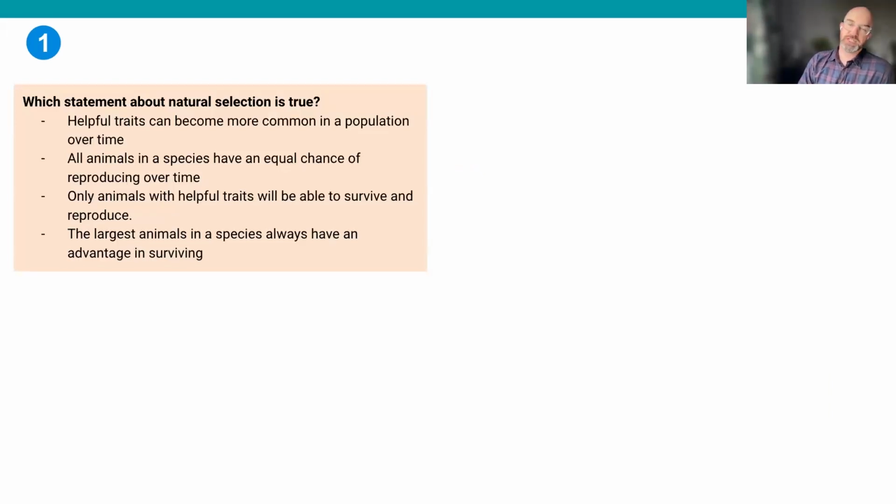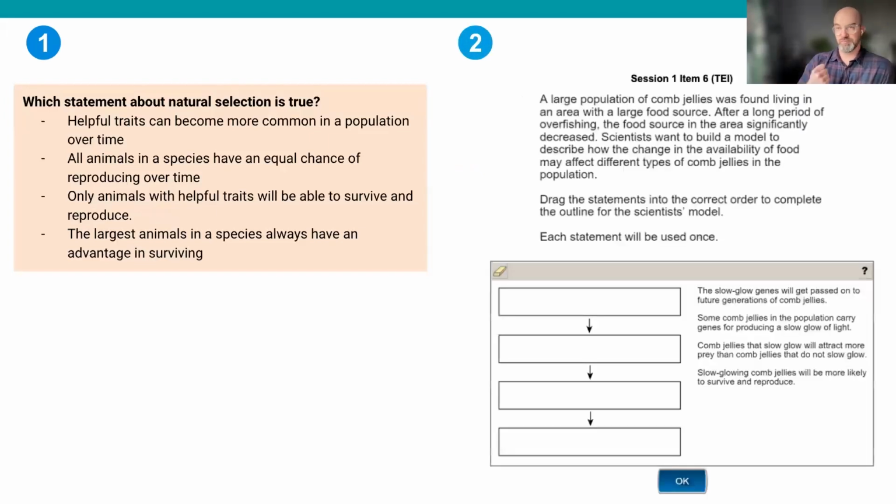And so the first question, we'll call this an old school question. Which statement about natural selection is true? And we want students to understand that helpful traits or successful traits, for reproduction specifically, can become more common in a population over time. So that is question number one. That's a true statement.